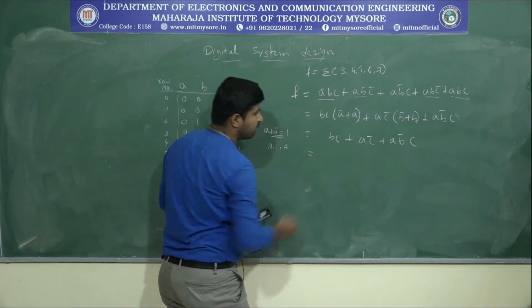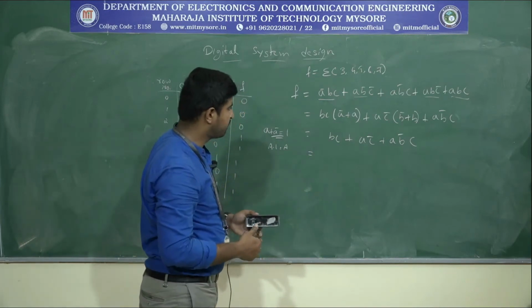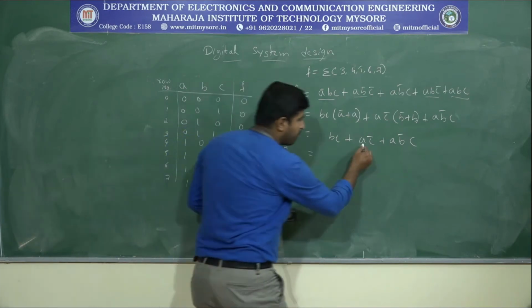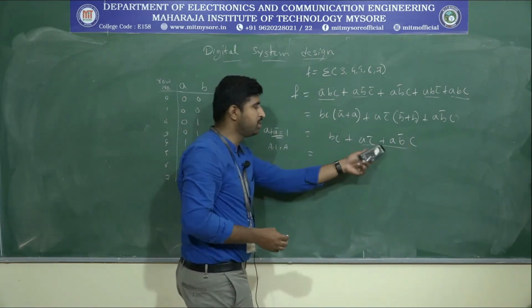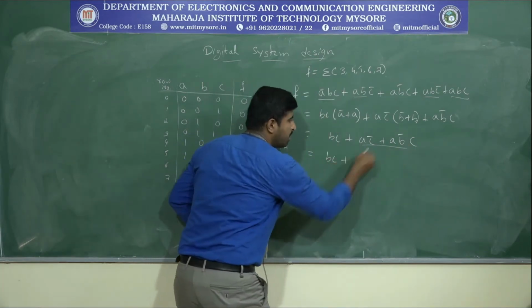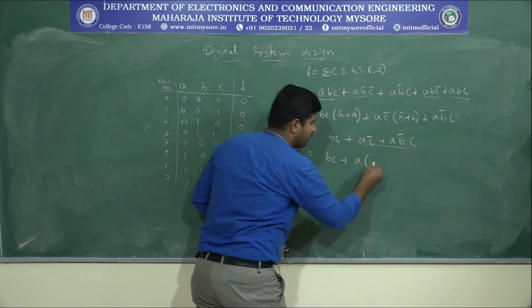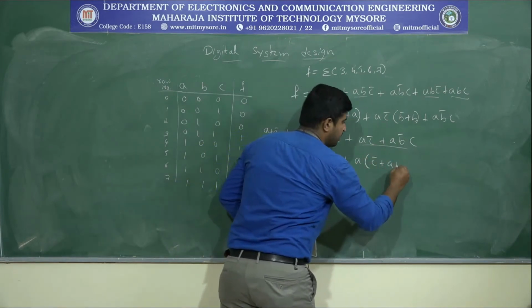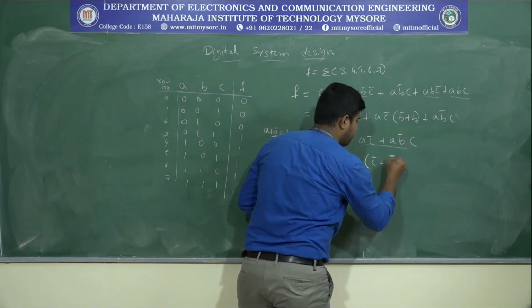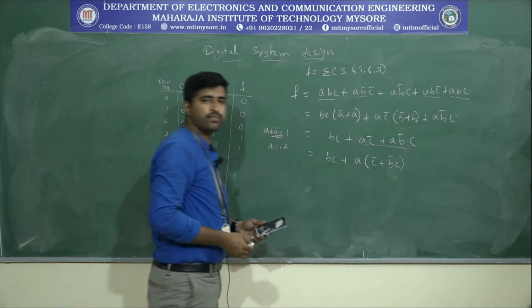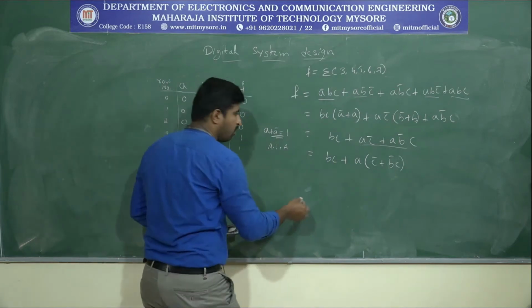Now, can we simplify further? Yeah, we can take A common from these two terms. That gives BC plus A times C bar plus B bar C. Okay, and I hope you know that one.